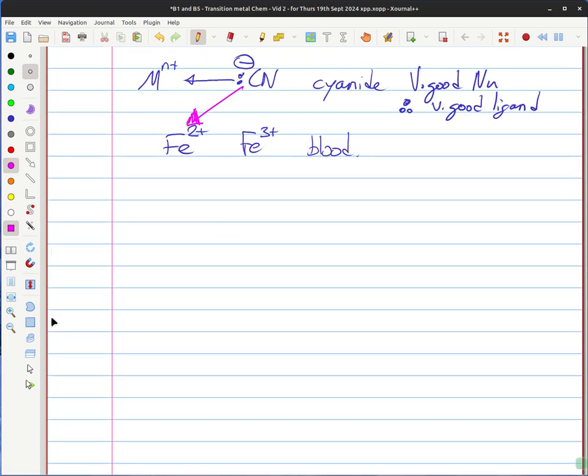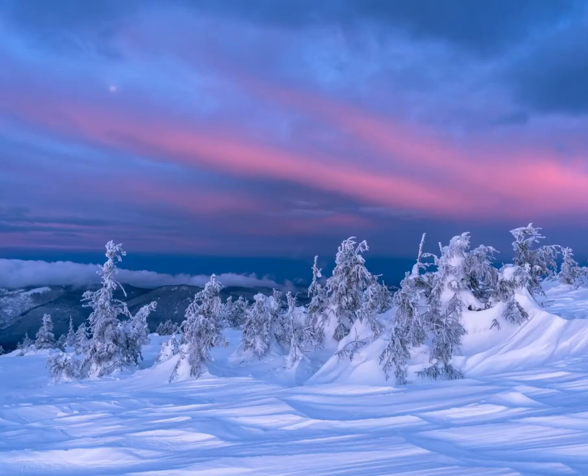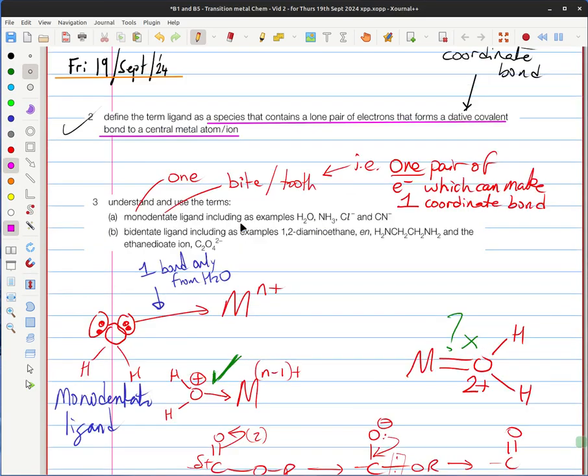Now we get onto the bidentates. Bidentate ligand. There's a list of them here. Just copy and paste it.